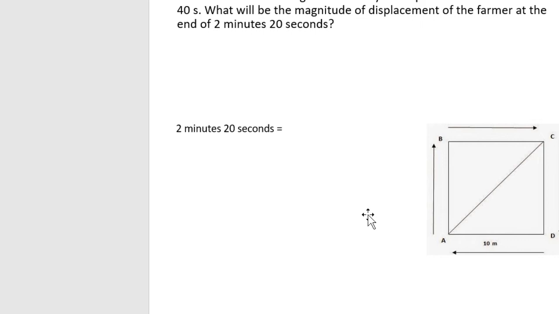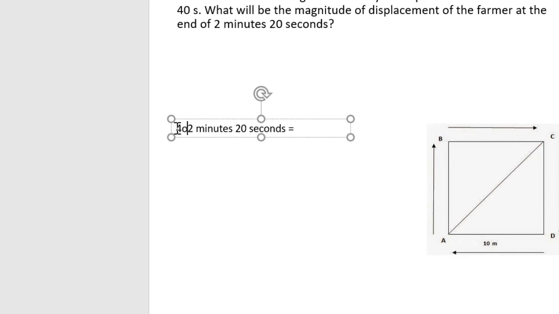The second question is, a farmer moves along a boundary of a square field of side 10 meters in 40 seconds. So let's say there's a farmer, he starts from this point and he goes around this boundary from A to B to C, D and back, right? So each side of the square field is about 10 meters and he travels the boundary of the square field in 40 seconds. Means he travels how much distance? He basically is traveling 40 meters.